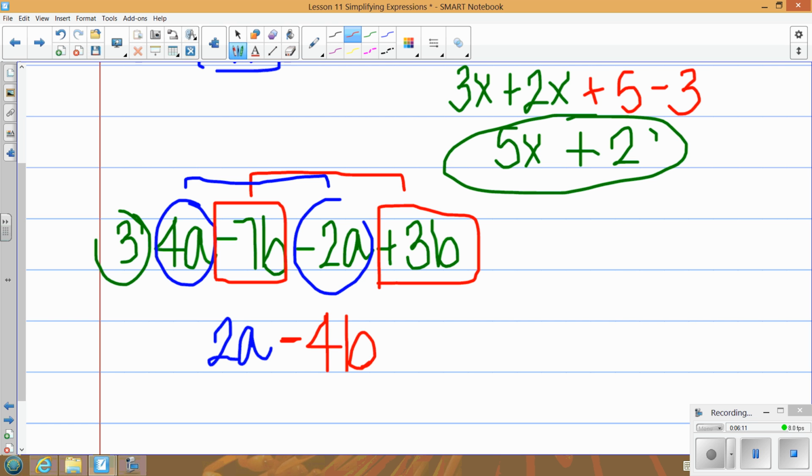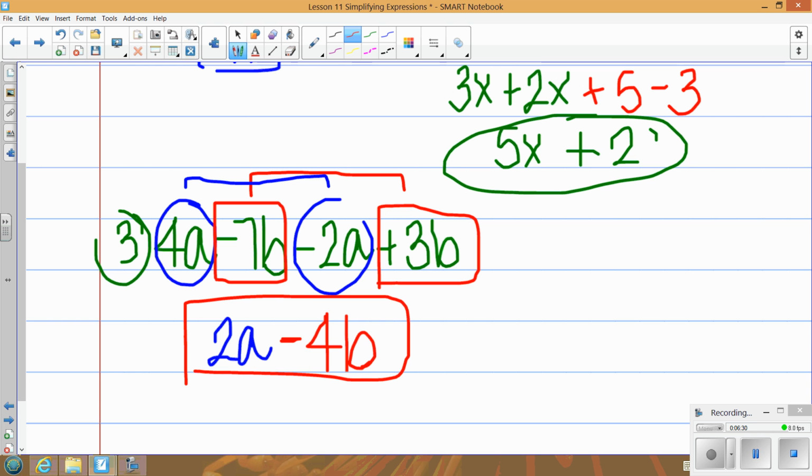Remember the rules for adding integers. You basically subtract when they're opposite signs, and you keep the sign of the larger absolute value. So I keep the negative because 7 is bigger than 3. So your answer is 2a minus 4b.